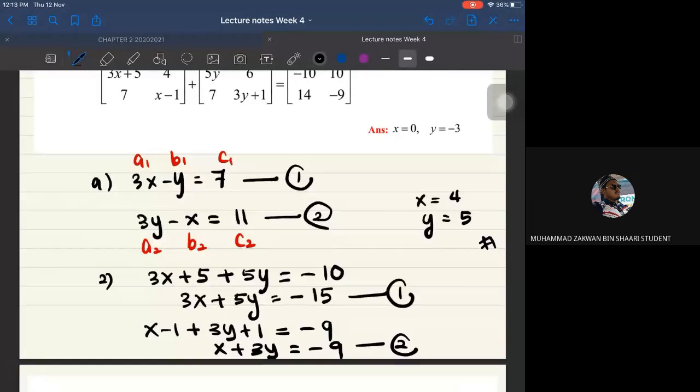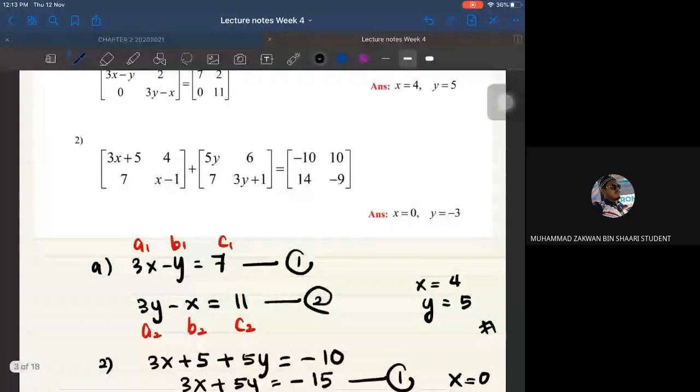Dapat buat? X kosong, Y sama negatif 3. Yes. X is equals to 0, y is equals to negative 3. Just use your calculator to get the value of x and y. Okay, you don't have to use substitution or elimination method. Okay. So we are done with the equality of the matrices.